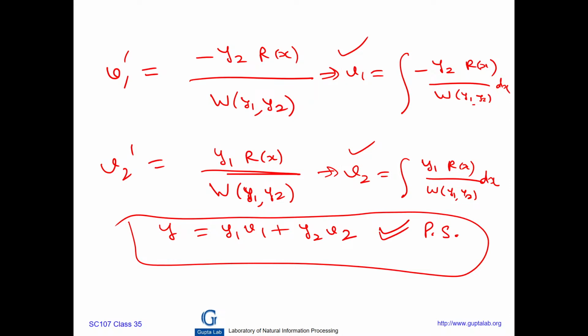Given a non-homogeneous equation, I can compute these values, right? As long as y1 and y2 are known, right? As long as y1 and y2 are known, I can find out v1 and v2. So let us take a quick example. Equation is y double dash plus y is equal to cosec x.